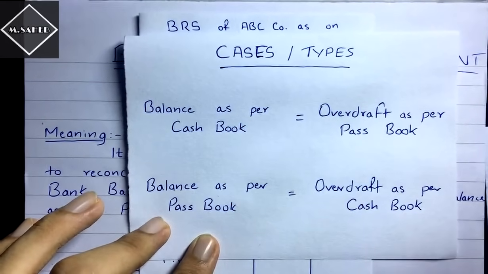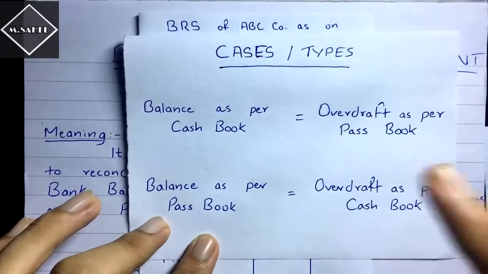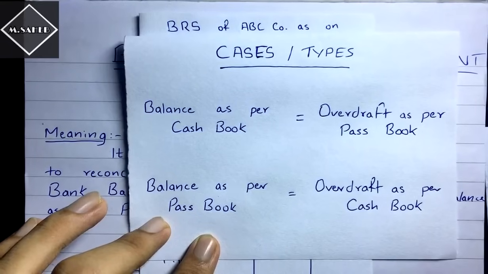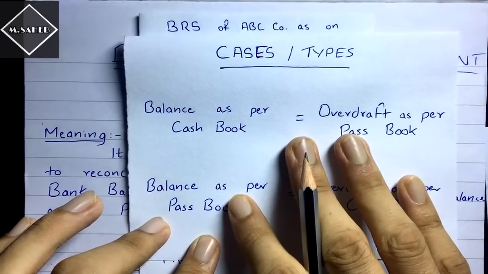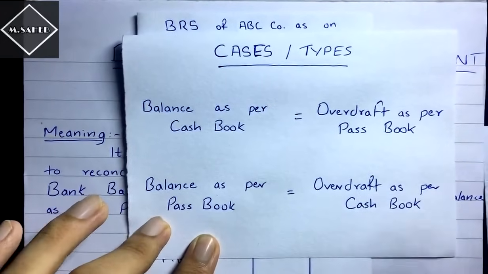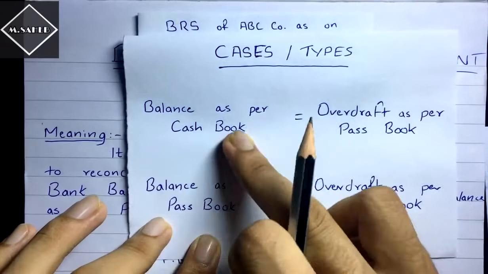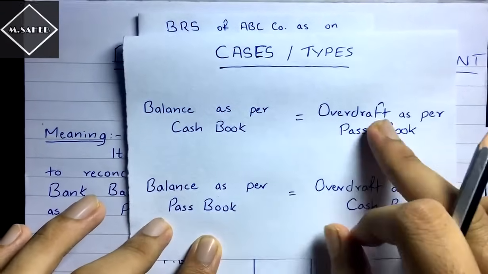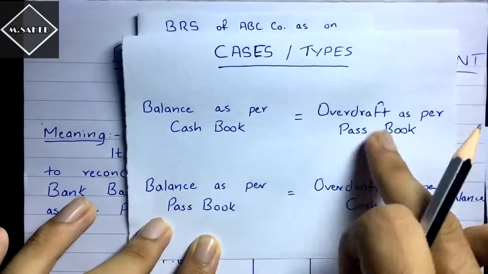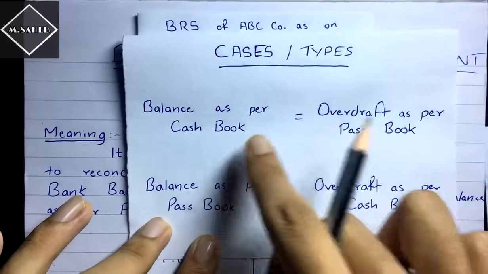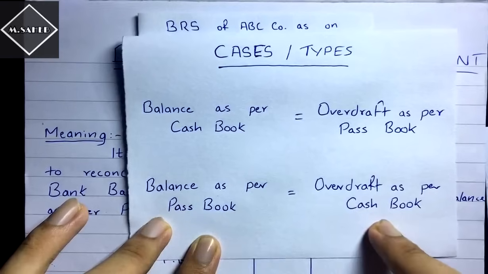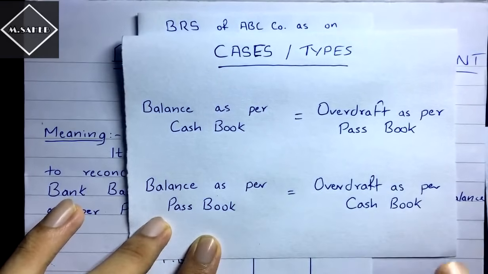So there are 4 cases in this chapter, but don't worry, it is very simple. Most students think there are 4 cases and the accounting treatment is also 4 cases. No, it's very simple. There are only 2 cases. Balance as per CashBook and overdraft as per Passbook have the same accounting treatment. Entire thing is same, how to solve is entirely same. And balance as per Passbook and overdraft as per CashBook is also exactly same.